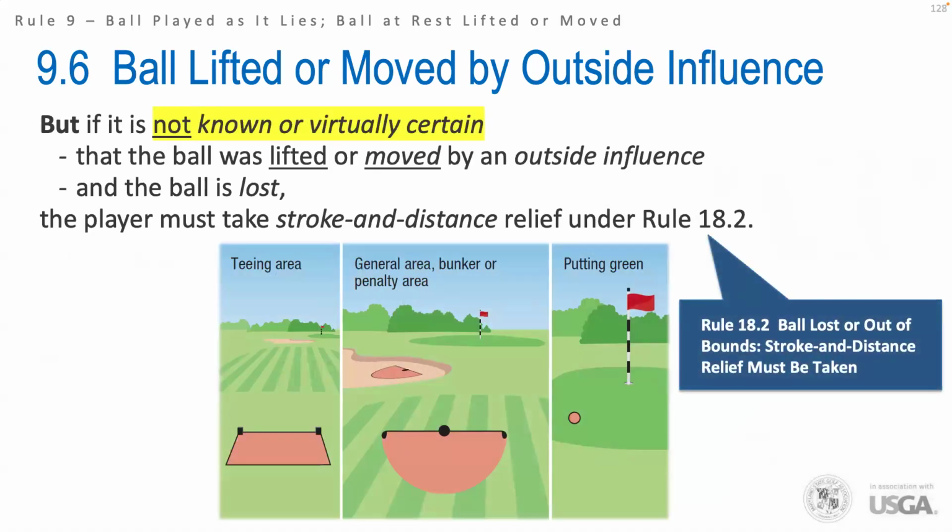If it is not known or virtually certain that the ball was lifted or moved by an outside influence and the ball is lost, the player must take stroke and distance relief. So this is kind of a bummer under this rule. That's why we want to make sure we're 95% sure that we know what happened. And maybe an outside influence caused the ball to move. Otherwise, it's just lost and we got to go back from where we last played from.